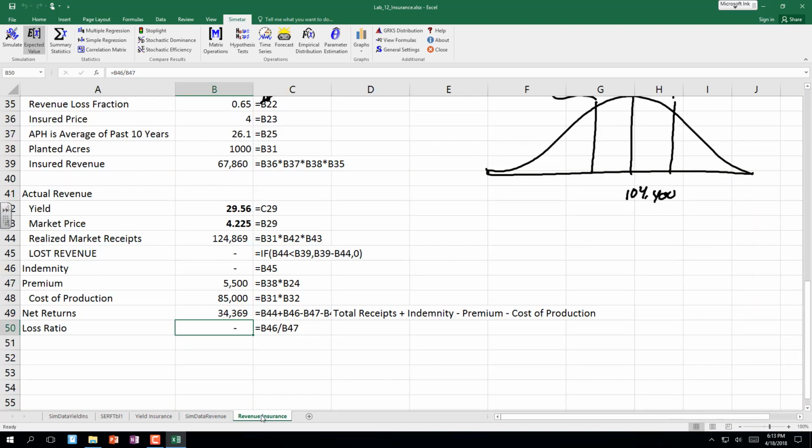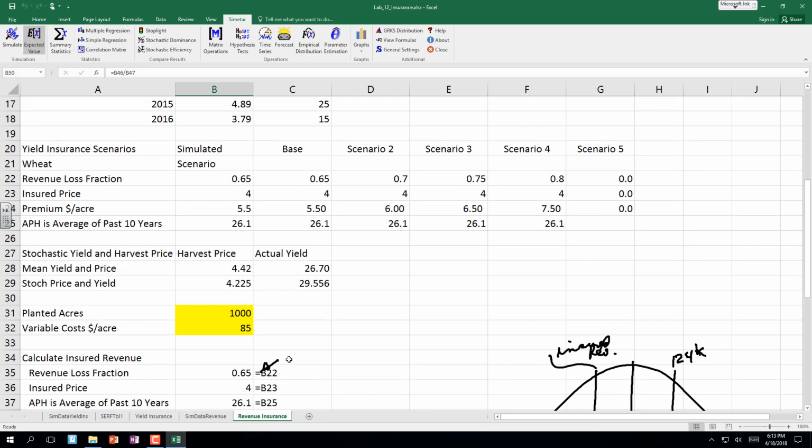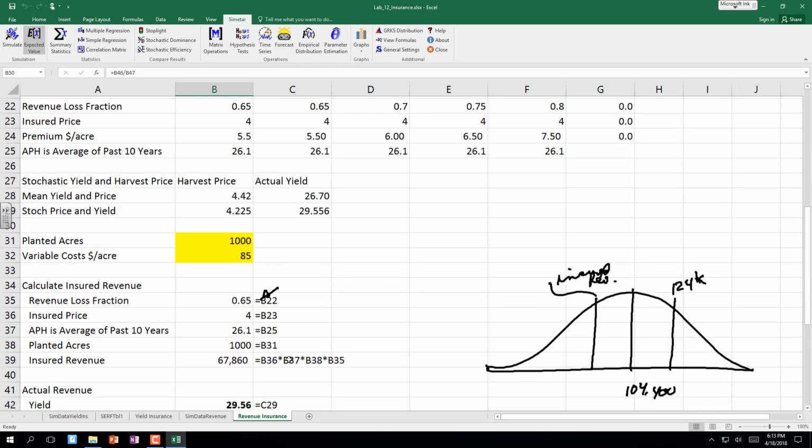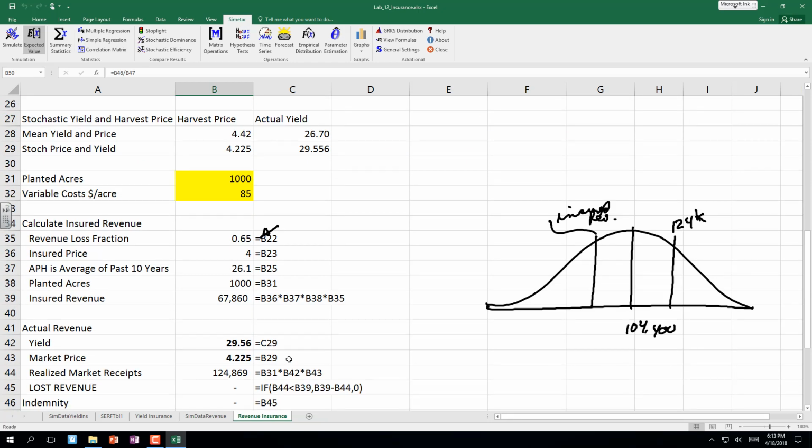Questions on this? So this is how we do revenue insurance. Very simple. It's just about as simple as doing yield insurance. Now, in the real world, there's one other feature that we would put in here. And that is, instead of just taking the stochastic market price, we would have to have a stochastic futures price at harvest.